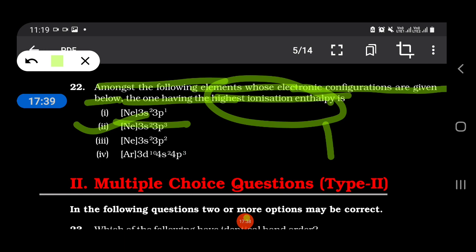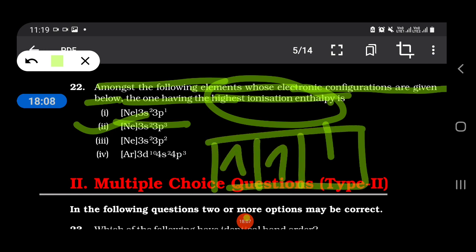And a stable configuration also hinders the ionization enthalpy, or removal of an electron from the atom, because it is stable and will not give up its stability. It wants to stay in a stable state, and you can see it like this.